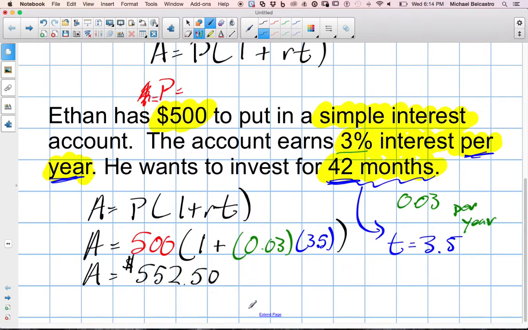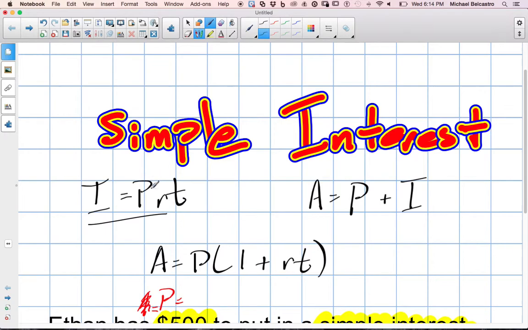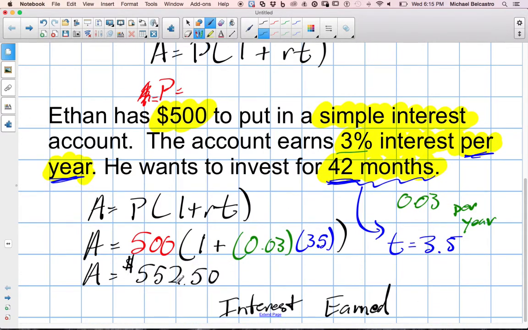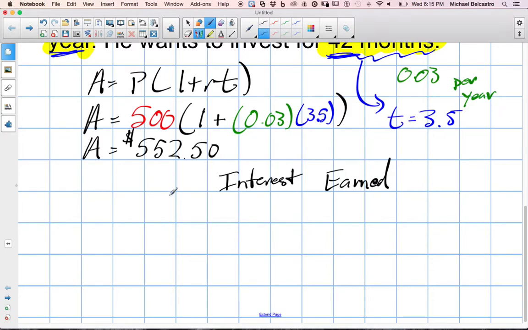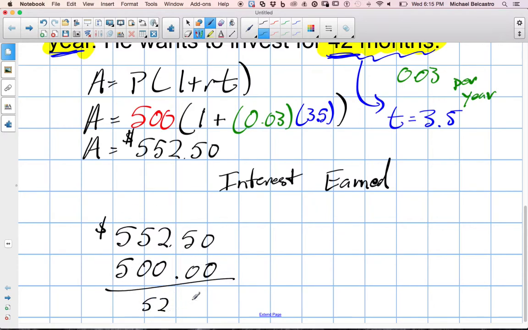Many questions will ask you how much interest was earned. This formula technically does it for you, and you can plug things in. But if you're able to find out the final value and you know how much they started with, are you able to calculate how much interest this person earned? What would you do with these two values? Subtract 500. Yeah, exactly. So whatever they have in the end is 552.50, and they originally started with 500. That means they earned $52.50 over the course of 42 months.